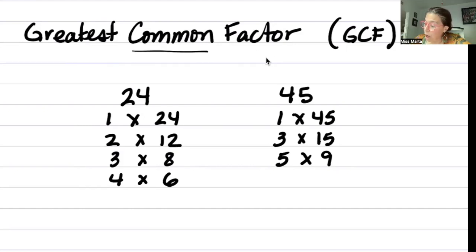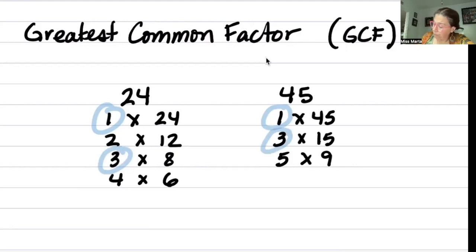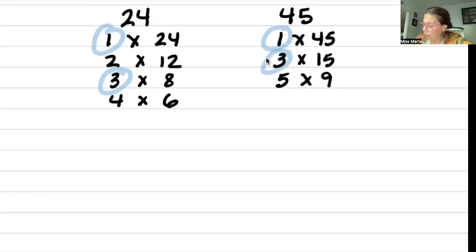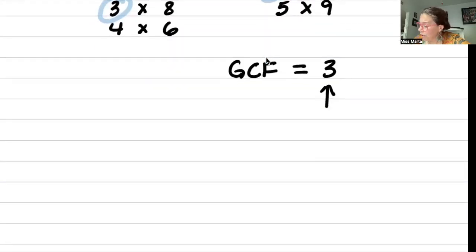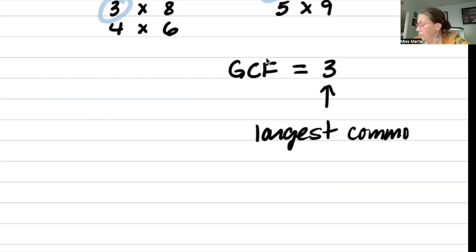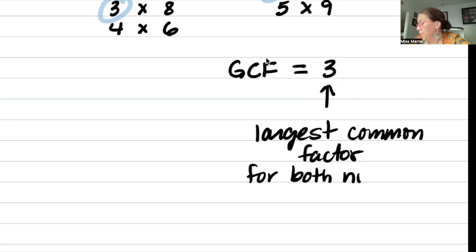Now let's cover what is common between them. So I'm going to take my little highlighter here and I'm going to circle the common factors. We got a 1 in both. We got a 3 in both. And the largest one is 3. So the GCF equals 3 because it is the largest common factor for both numbers. There you go.